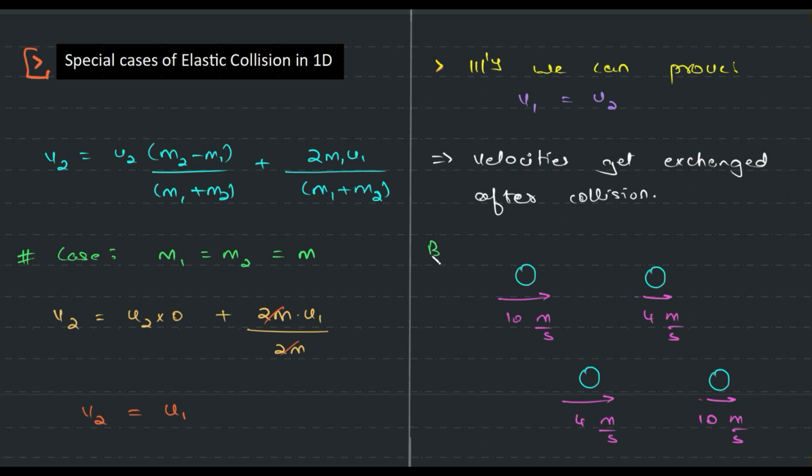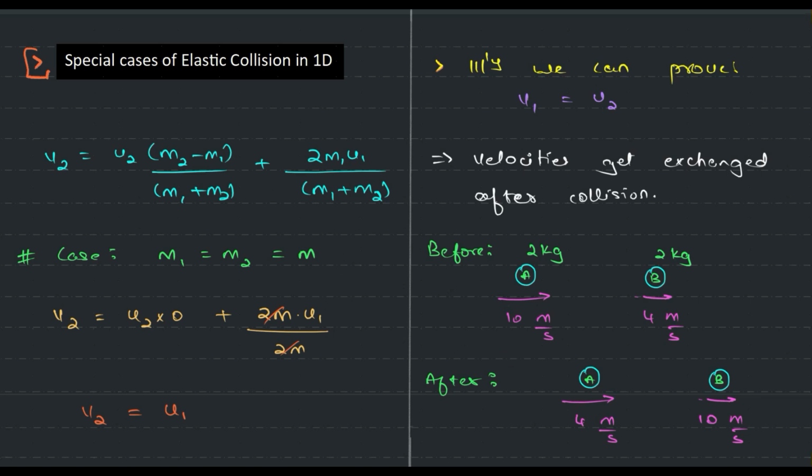Okay, so this is before and this is after. You can see that this is A and this is B. This will be A and this will be B, and their masses are the same. So this is, say, 2 kg. This also is 2 kg. And they had an elastic collision.